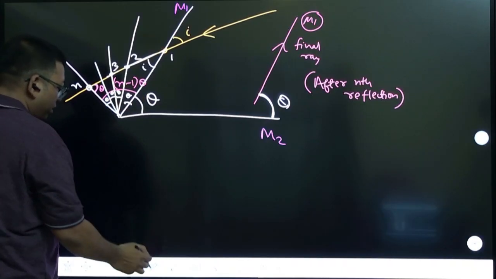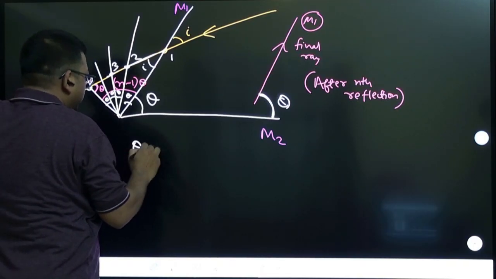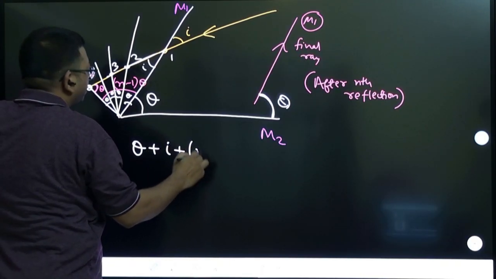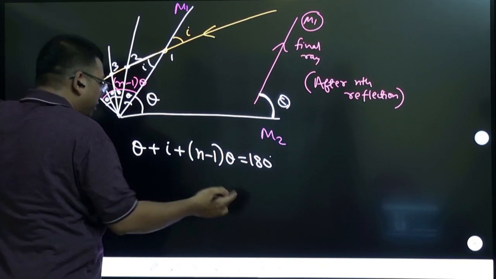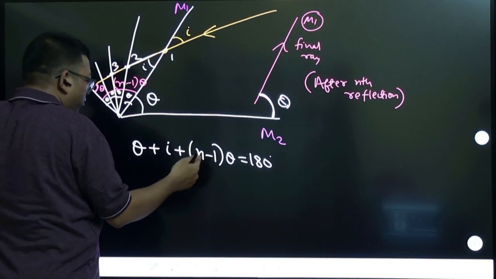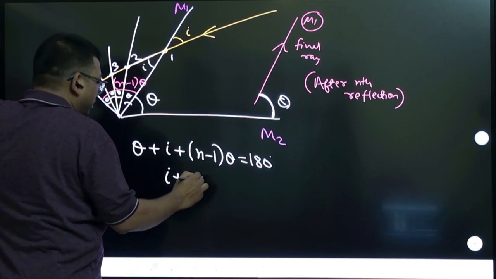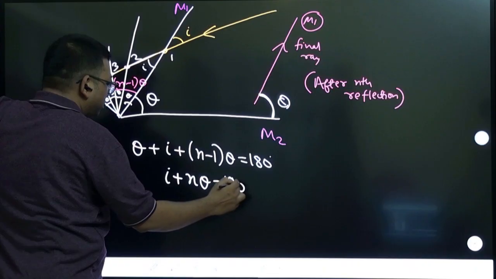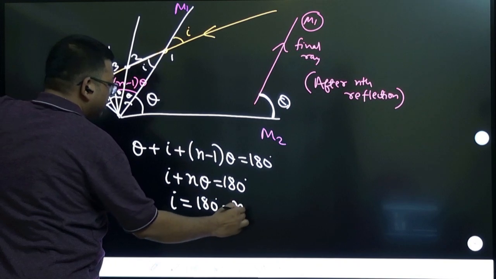Now try to take the sum of all the angles. The sum of all angles is theta plus I plus n minus 1 into theta, equal to 180 degree. Try this. What do you get? When you open this, theta will get cancelled. So I plus n times theta will become 180 degree, so I will become 180 degree minus n times theta.